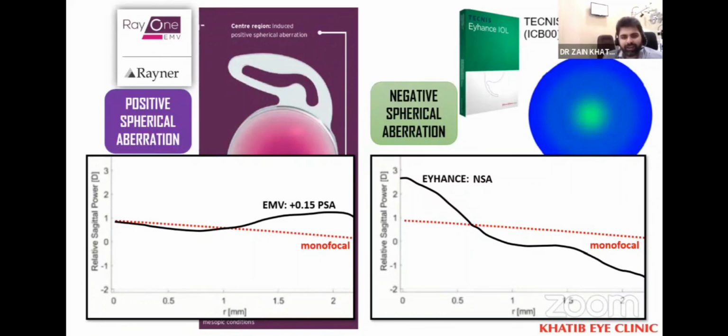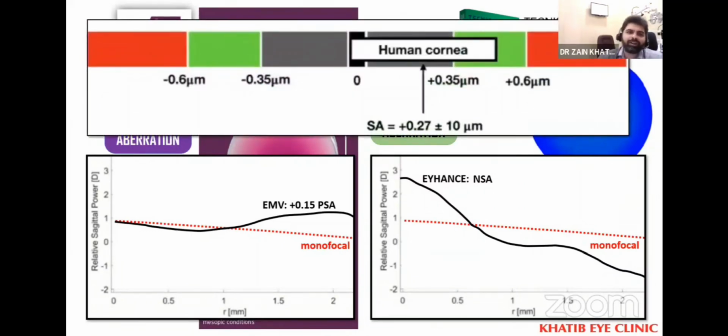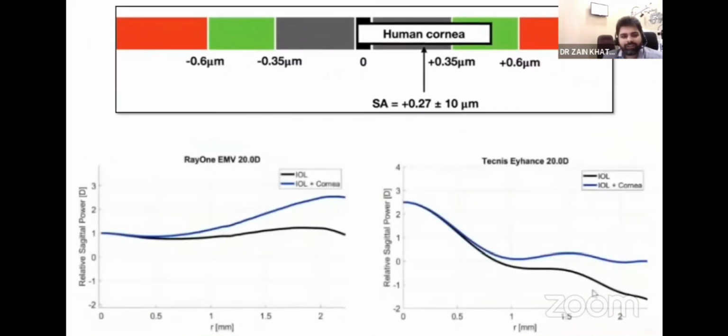And why is this the case? It's simply because we are not considering a human cornea. The human cornea has a spherical aberration range of around 0.3. So the EMV is increasing that positive spherical aberration, whereas the Eye-Hans is going against it. If we look at the diagrams of EMV, we see that, along with the cornea, you're getting a significant increase in positive spherical aberration. Whereas if we look at the Eye-Hans, it's actually not using the cornea. It's the lens itself that is giving that negative spherical aberration and depth of focus.